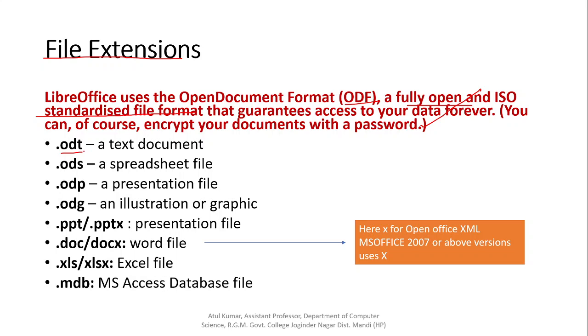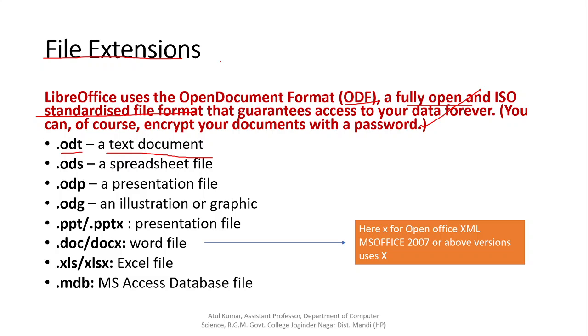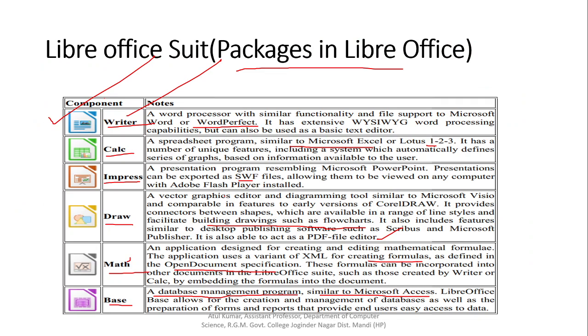If a file has the extension .odt, that means it is a document file, basically a Writer file. Next we have the .ods file, which is a spreadsheet file in LibreOffice. Next we have the .odp file, which is a presentation file in LibreOffice, and the software is Impress.